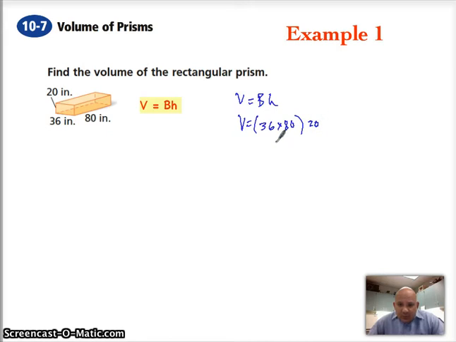Now I'm going to shortcut this process, and I'm just going to draw an arrow. When I multiply all those together, I come up with 57,600, and then my label inches cubed. Okay, so I didn't necessarily show you my work, but I did show you what I multiplied by to get that final answer. All right, our second example.